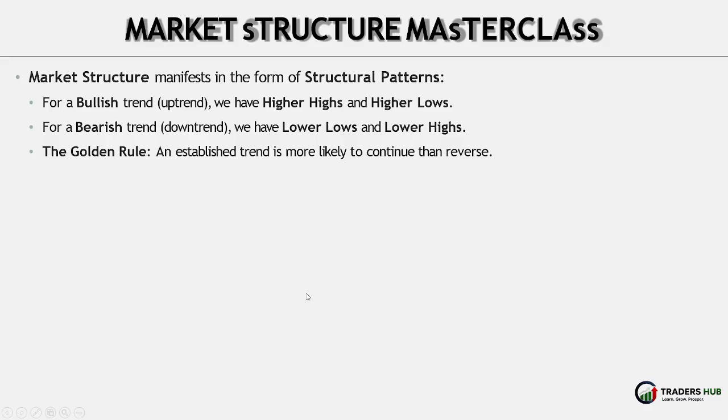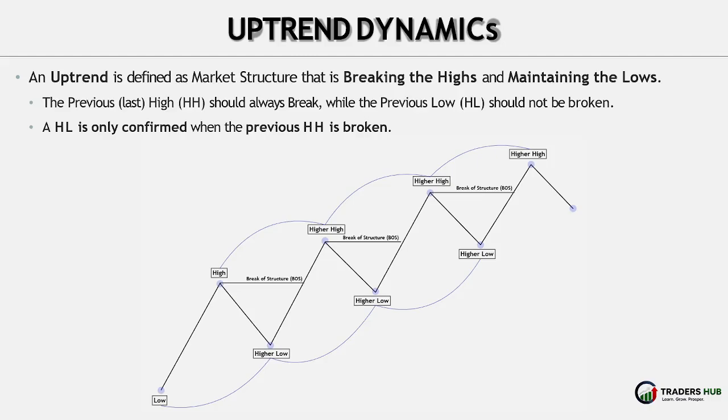Market structure masterclass. Market structure manifests in the form of structural patterns. For a bullish trend or uptrend, we have higher highs and higher lows. For a bearish trend or downtrend, we have lower lows and lower highs. The golden rule: an established trend is more likely to continue than to reverse. For that reason, we look to capitalize on the continuation of that trend. Now let's put this into diagrams for better understanding.